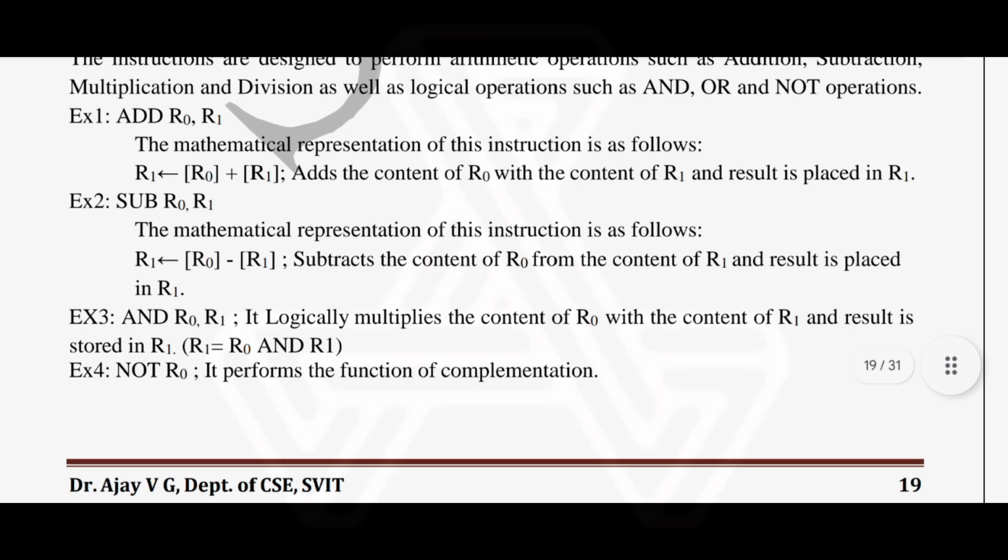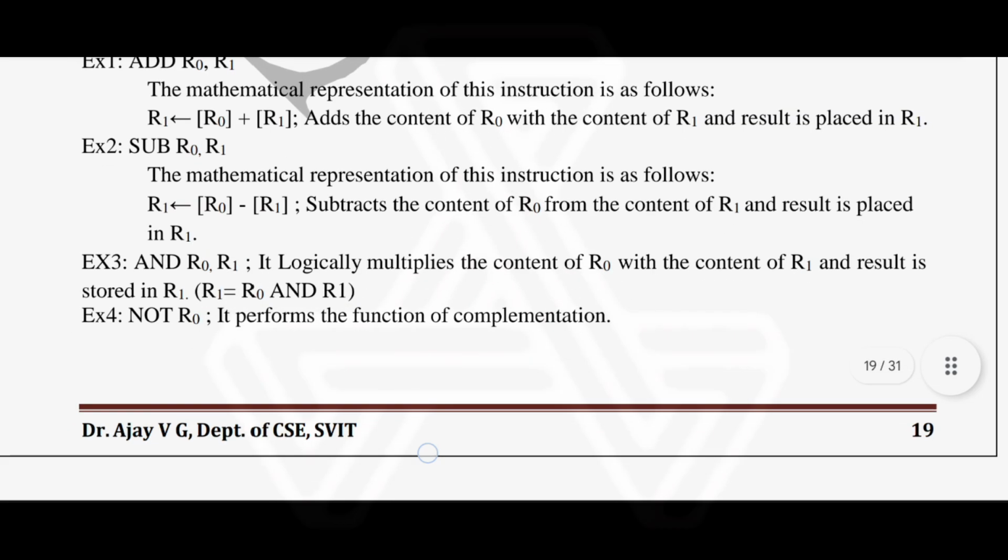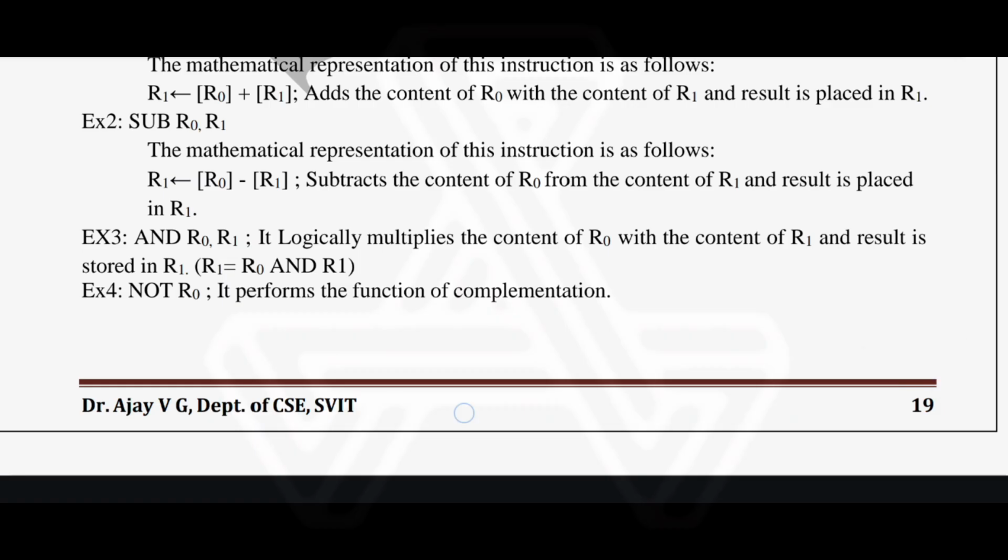Subtract R0, R1. The mathematical representation of this instruction is as follows: R1 is equal to R0 minus R1. It subtracts the content of R0 from the content of R1 and the result is placed in R1.